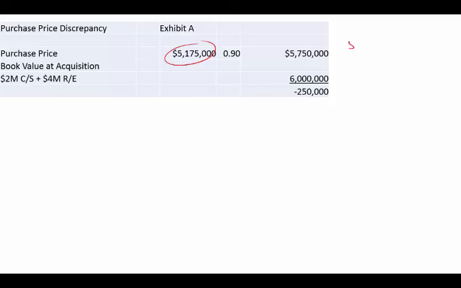To get there, we take the $5,175,000 and we divide by the portion they own, which is the 0.9. When we subtract the $6 million book value, which was the 2 million common shares plus the 4 million retained earnings, we end up with a negative $250,000. So the book value of sub exceeds the imputed purchase price. We'll see why as we go through the rest of our schedule.